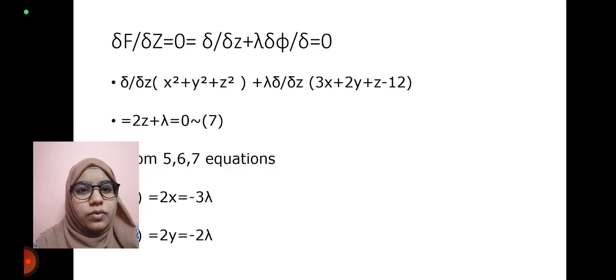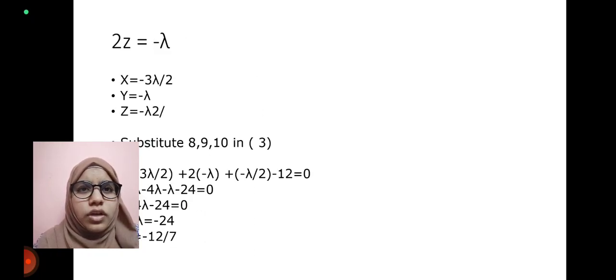From equations 5, 6, 7 we get 2x equals minus 3 lambda, 2y equals minus 2 lambda, and 2z equals minus lambda. If we take x from the first equation, we get x equals minus 3 lambda by 2, y equals minus lambda, z equals minus lambda by 2. Substitute equations 8, 9, 10 in equation 3.